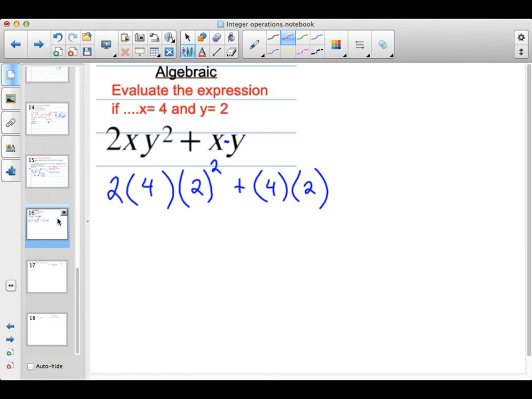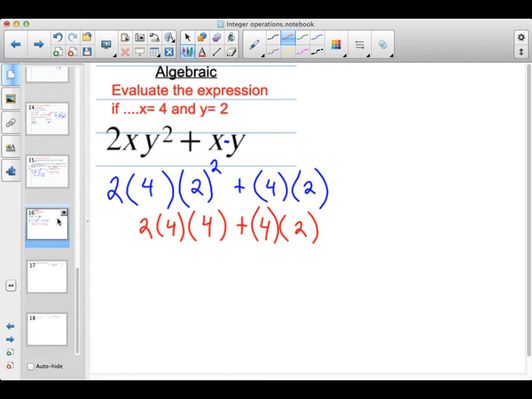Now, we do see a lot of parentheses here. The parentheses are really just placeholders so that we can substitute the values in. So I'm just going to start with 2 raised to the second power. Write that down. So we've got 2 times 4 times 2 to the second power, which is also 4, plus 4 times 2.